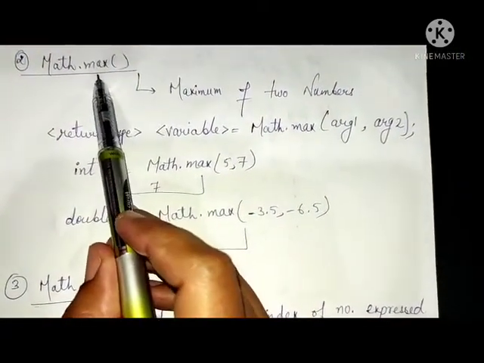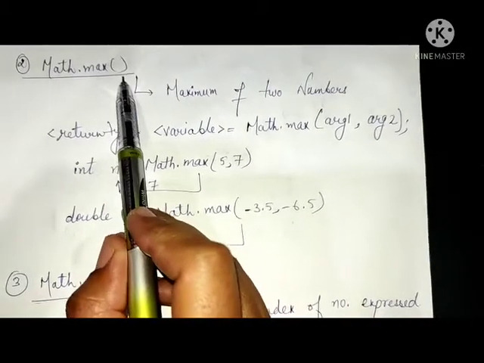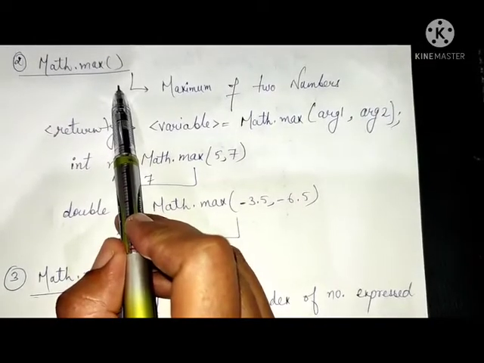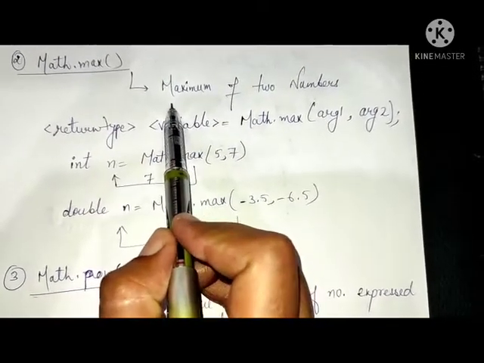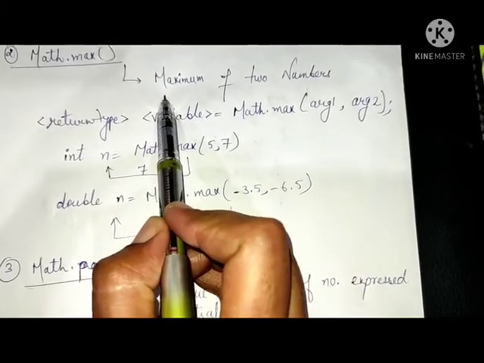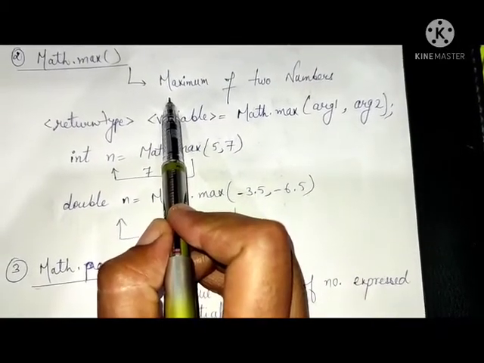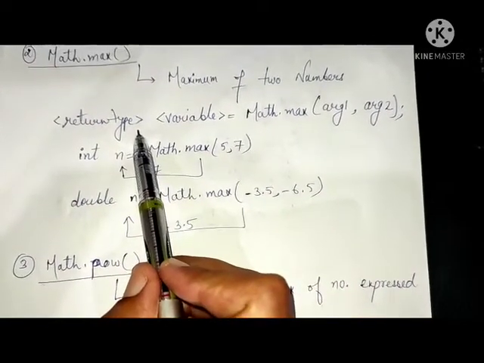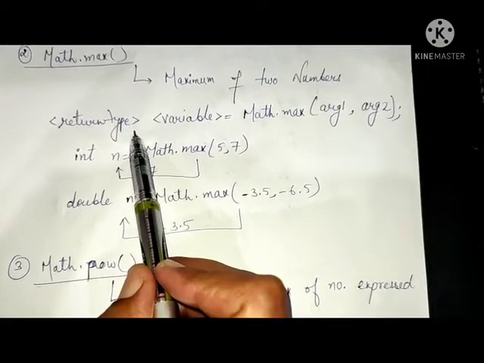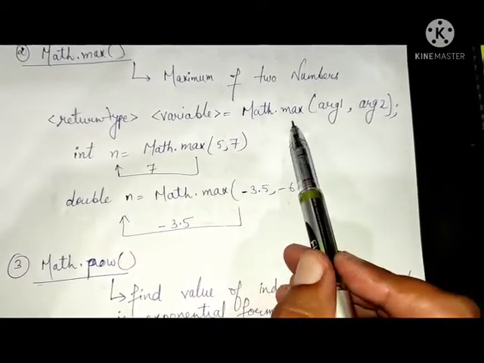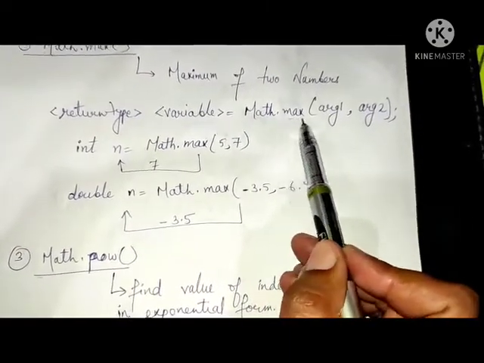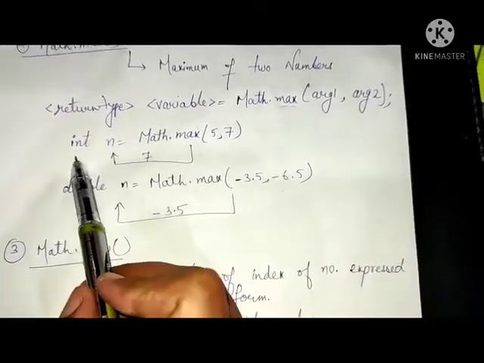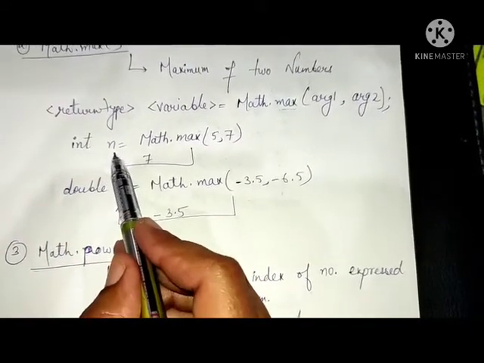The second method is the math.max method. This is similar to the min method, but the difference is that it returns the result as a maximum value out of two numbers. जो भी मैक्सिमम नंबर होगा उसे वो रिजल्ट में हमें रिटर्न कर देगा. The syntax is the same as we have done in the min method. Yes, return type, variable, math.max. We have to write max here instead of min, and arguments. Let's take an example. If I am writing int n, what does it mean?